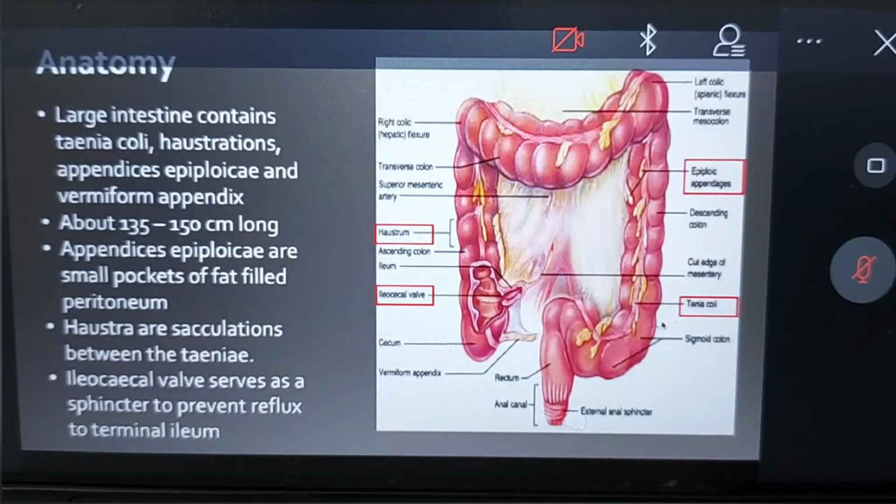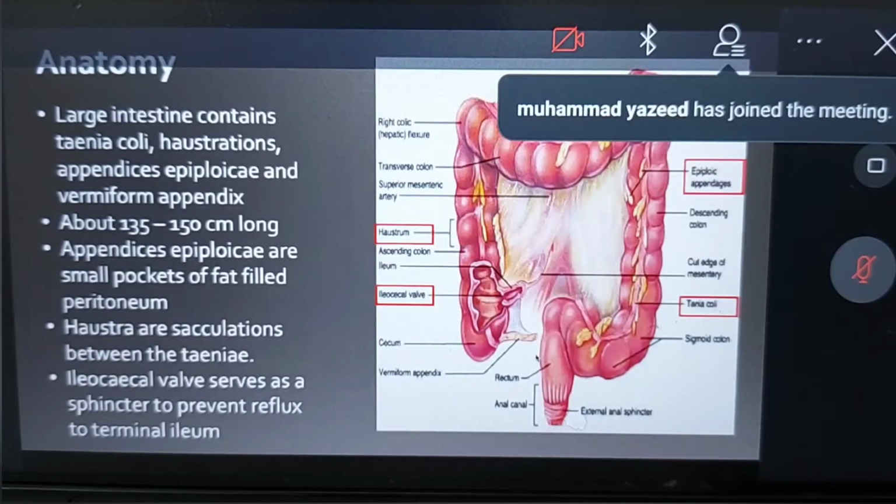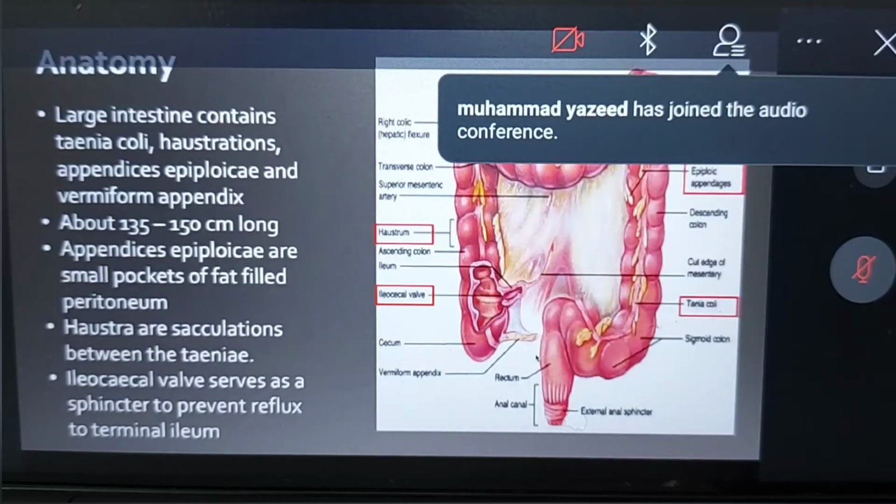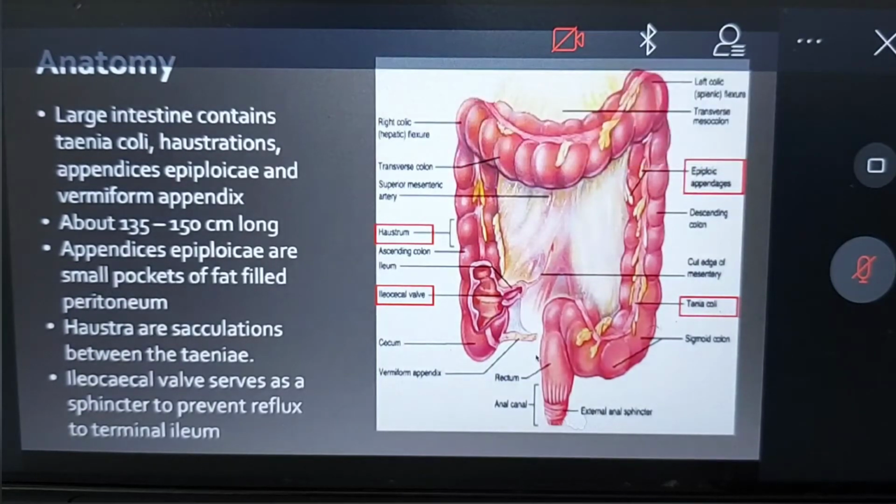The large intestine can be recognized by the presence of the taeniae coli, which are muscular bands. Haustration is a sacculation between the taenia and the appendices epiploicae, which are small pouches of peritoneum filled with fat and usually absent in the rectum. The ileocecal valve usually serves as a sphincter to prevent reflux to the terminal ileum.